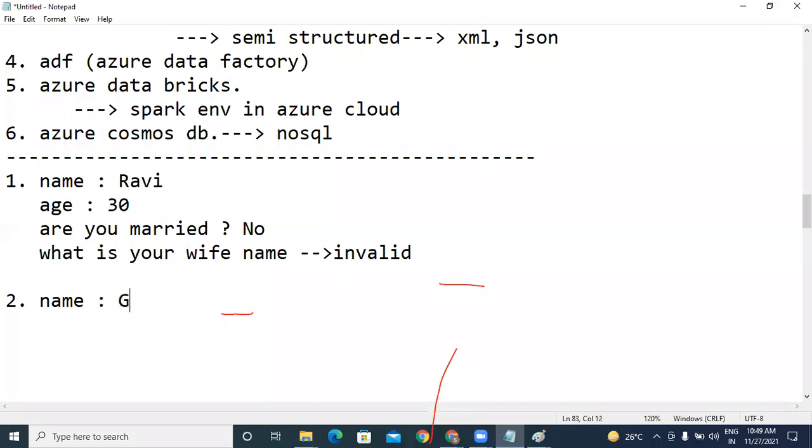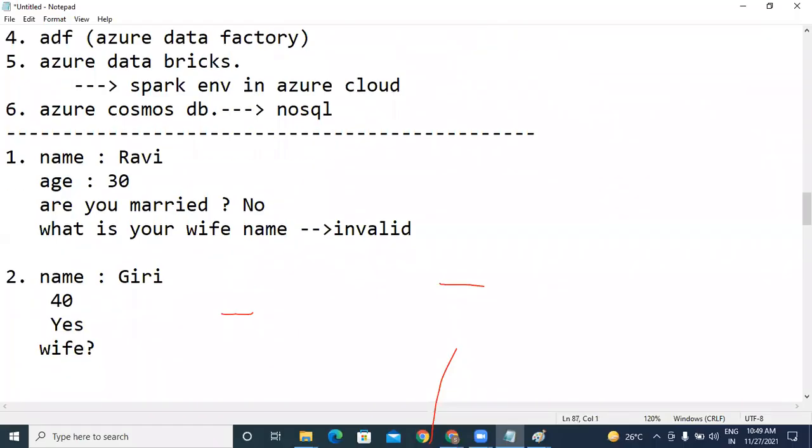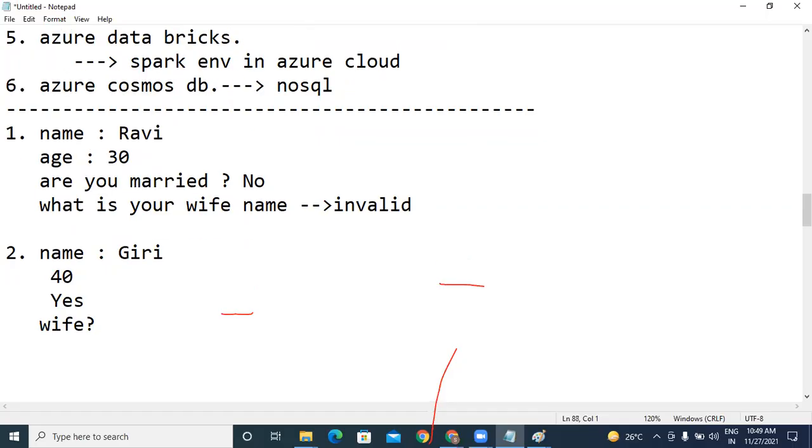The name is Giri. Age 40. Married? He said yes. Can I ask his wife's name? Yes. Now in the second case, that is valid. Understood the point, sir? Okay. Person to person, attributes will be changing here.